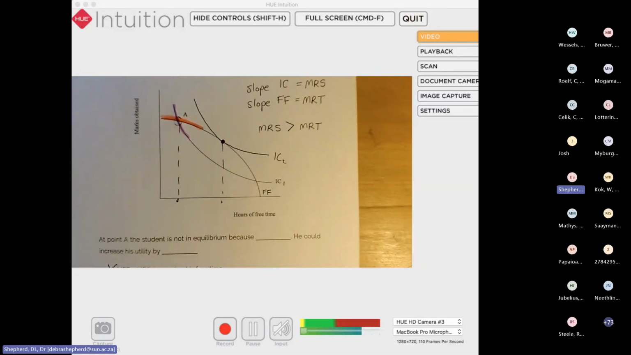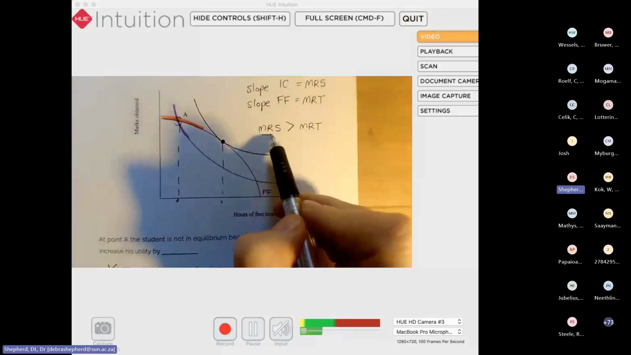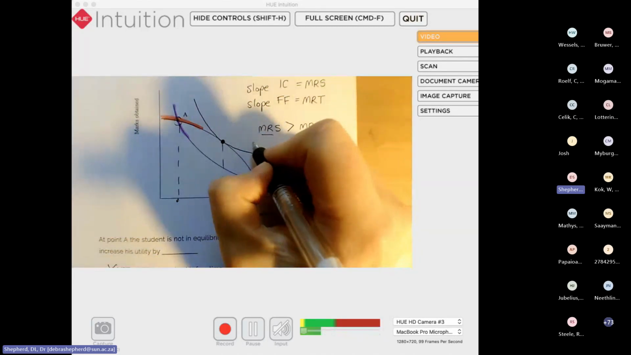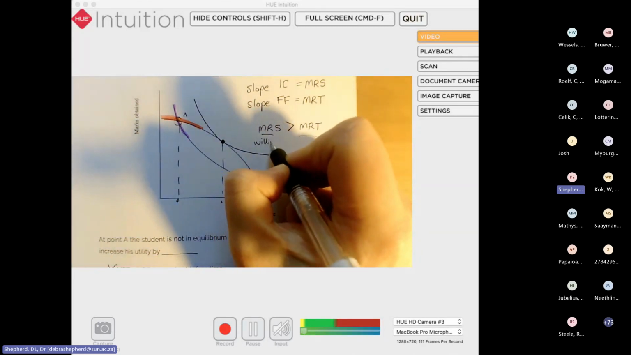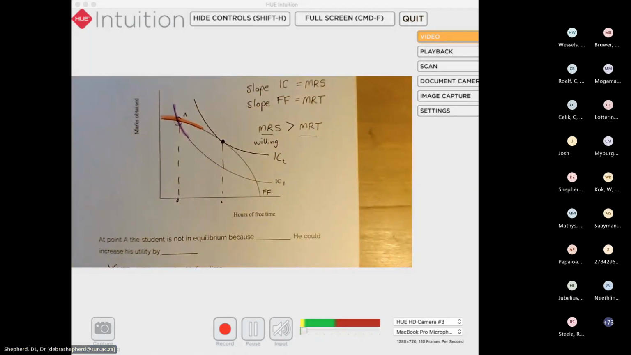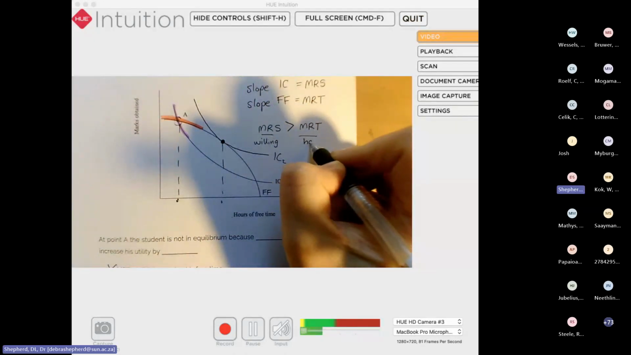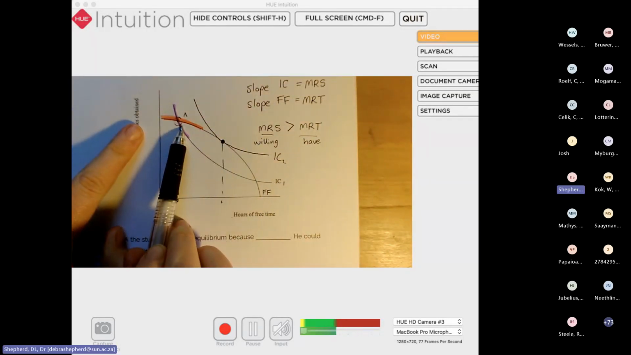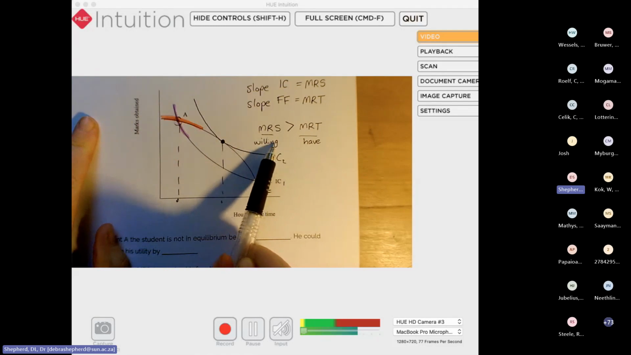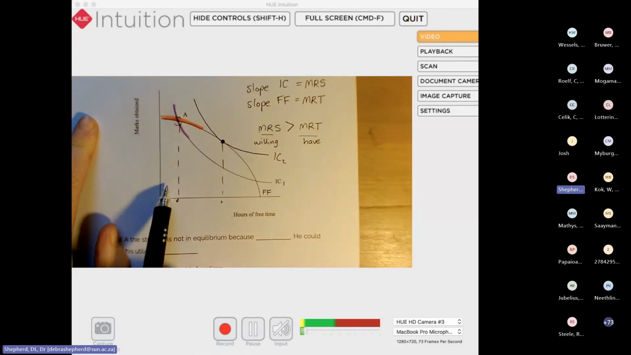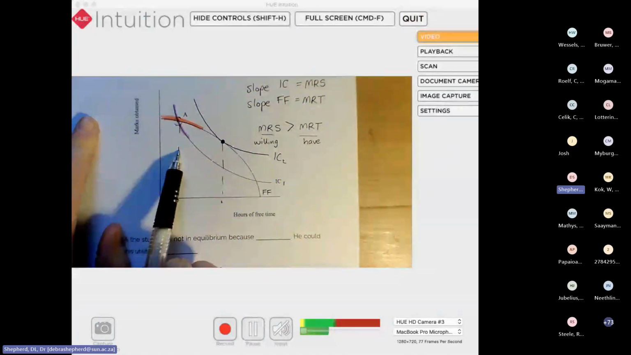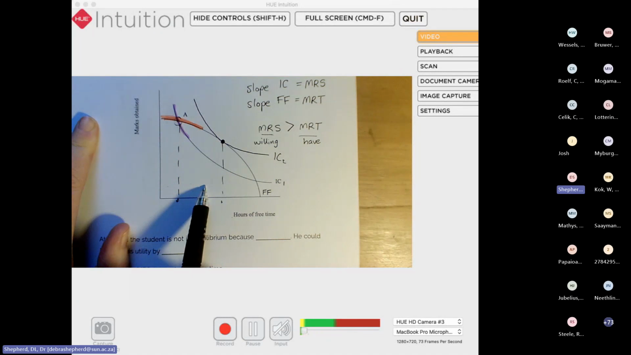Now we can think about this intuitively using these two concepts. So what does the MRS represent? The MRS represents how much I'm willing to give up. This represents how much I have to give up. So what this says is that at point A, I am more willing to give up grades for more free time than the rate at which I have to give up grades for more free time.